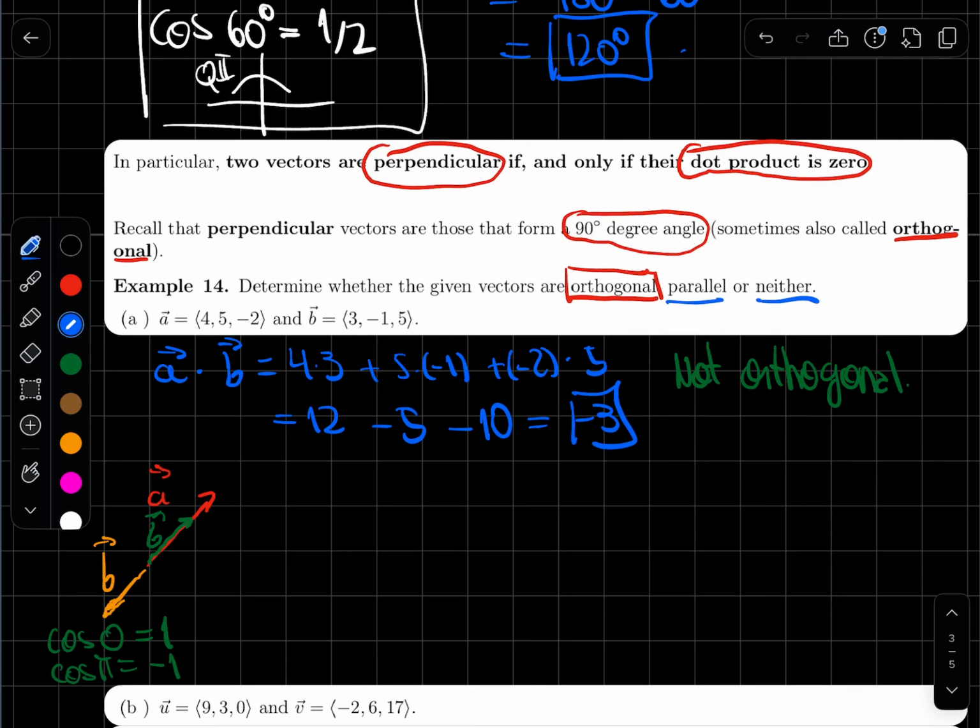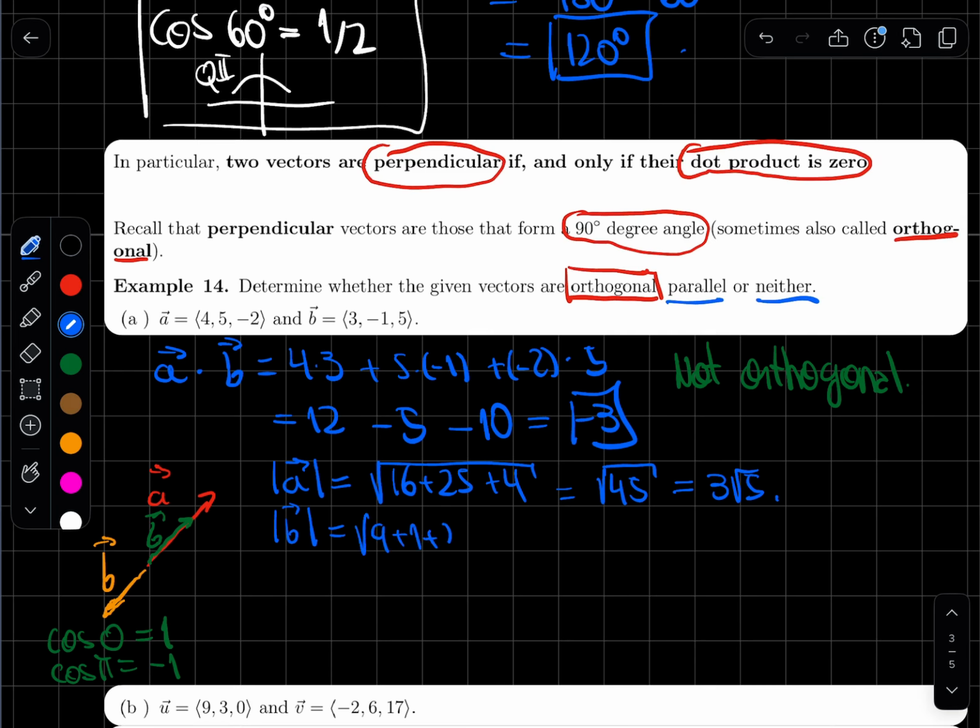So let's try it out. Magnitude a will be root 16 plus 25 plus 4. Okay, so root 45, right? 45 is 9 times 5, so this is 3 root 5. And then magnitude b is root 9 plus 1 plus 25, so that's root 35.